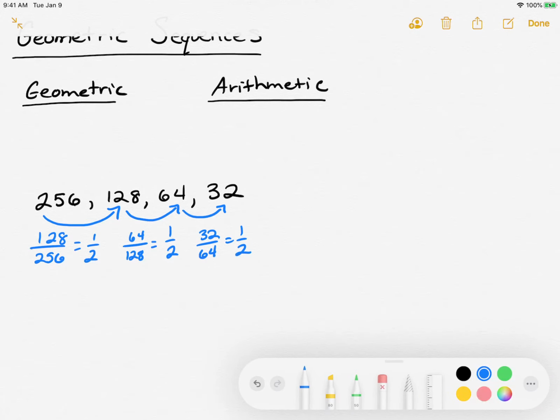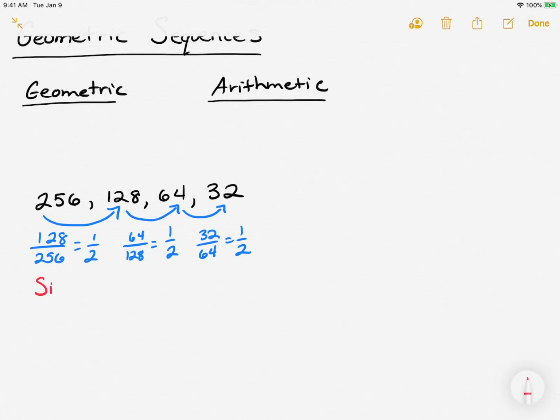Since the ratio is constant, meaning it's 1/2 every time, this is a geometric sequence.